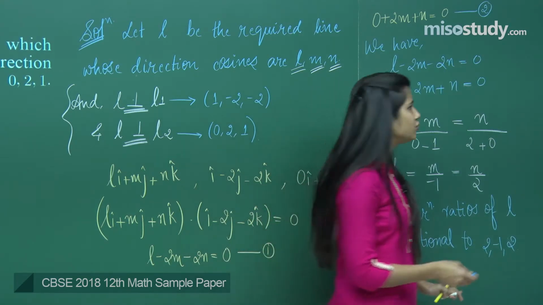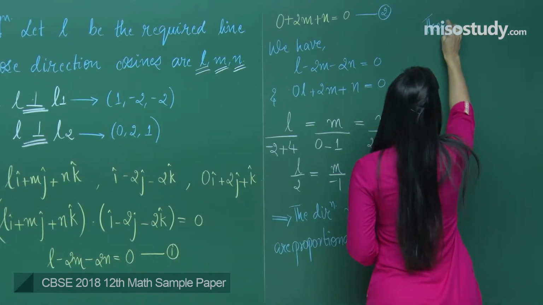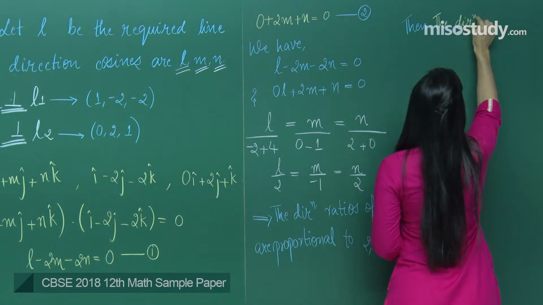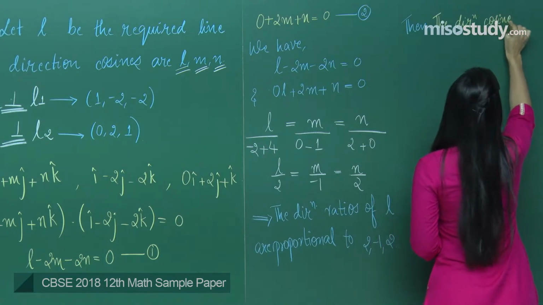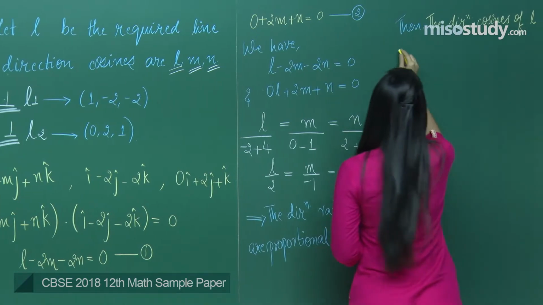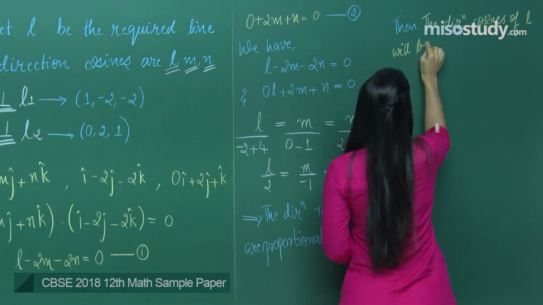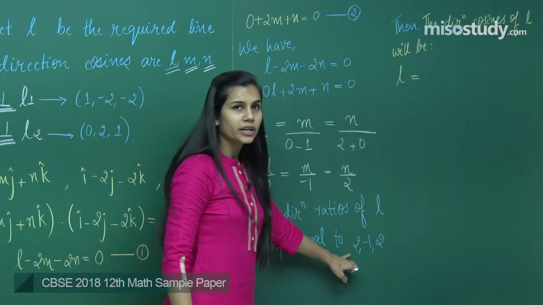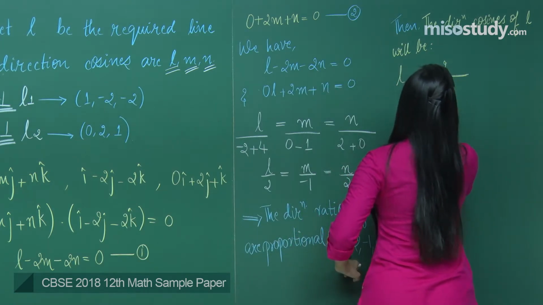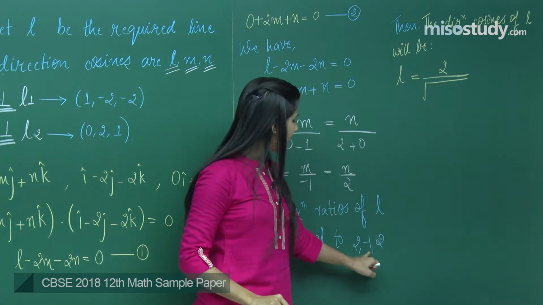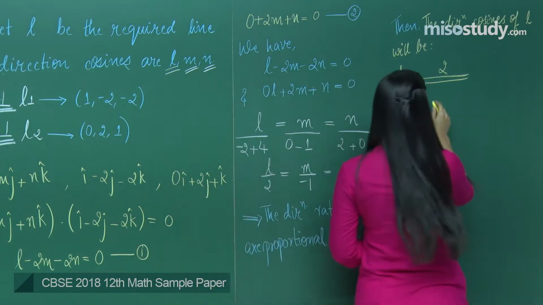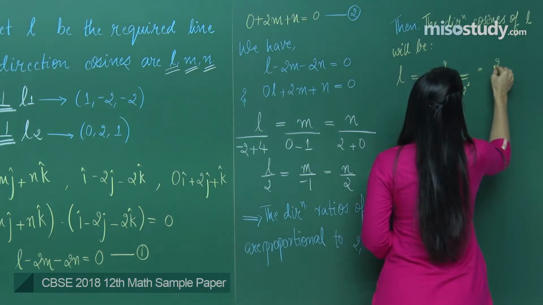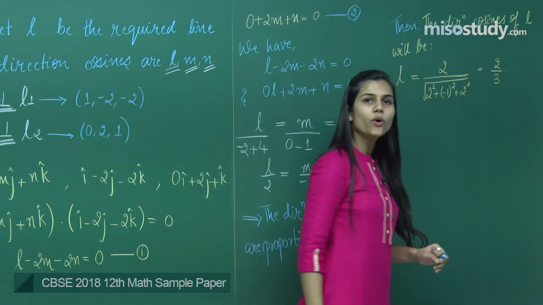If you know the direction ratios, then the direction cosines of line L will be what? L will be the first direction ratio, 2, whole upon under root 2 square plus minus 1 square plus 2 square. Which gives you 2 upon root 9, which is 2 upon 3.